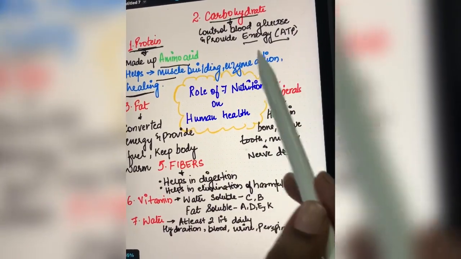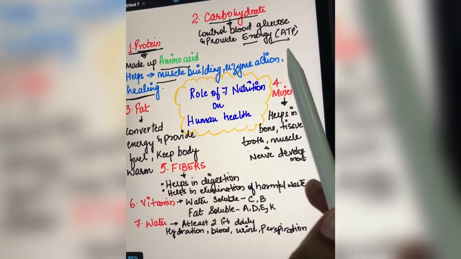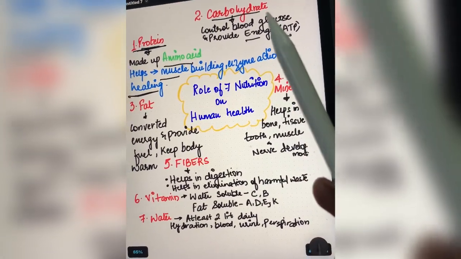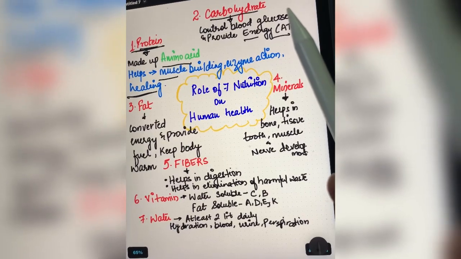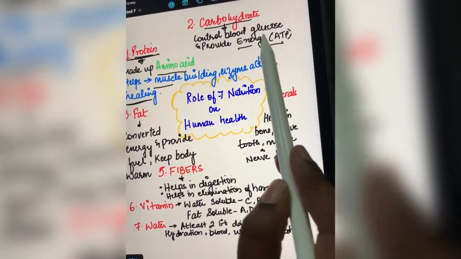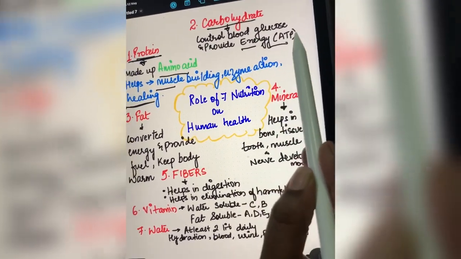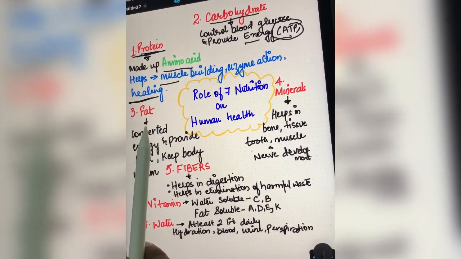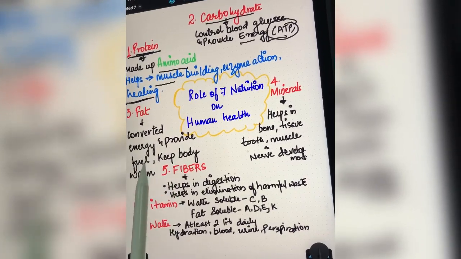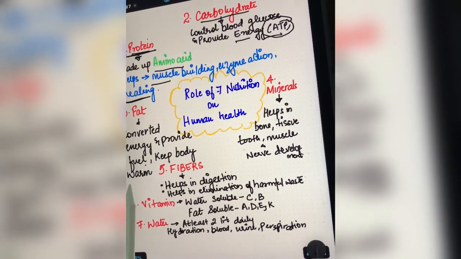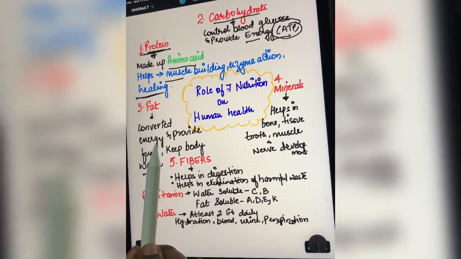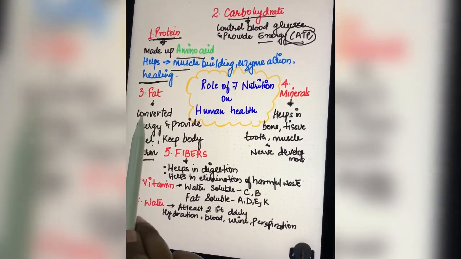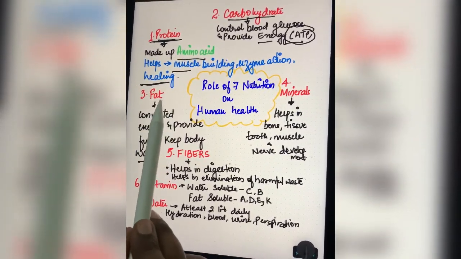So to perform any function, like if I want to take a breath, or if I want to do any metabolic activity, our body needs energy, and this energy is available in the form of ATP. Then comes your fat. Fat is mainly converted energy, and it provides fuel, and it keeps your body warm also. So especially in the times of winter, our body fat helps to keep our body warm.